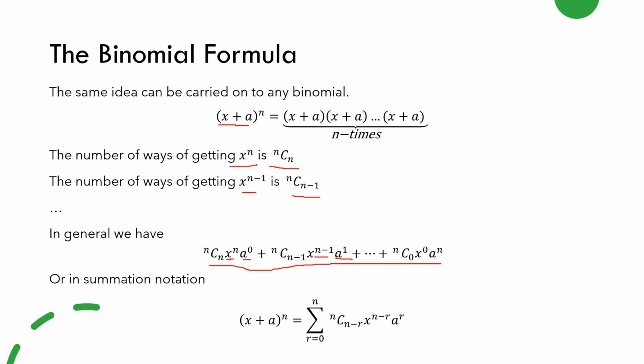We can rewrite that in summation notation in the following way. The sum from r equals 0 to n of n choose n minus r, x to the n minus r, a to the r. And we'll have some more practice with this. If it seems intimidating now, don't worry. When you practice with it, you realize it's not really that bad.